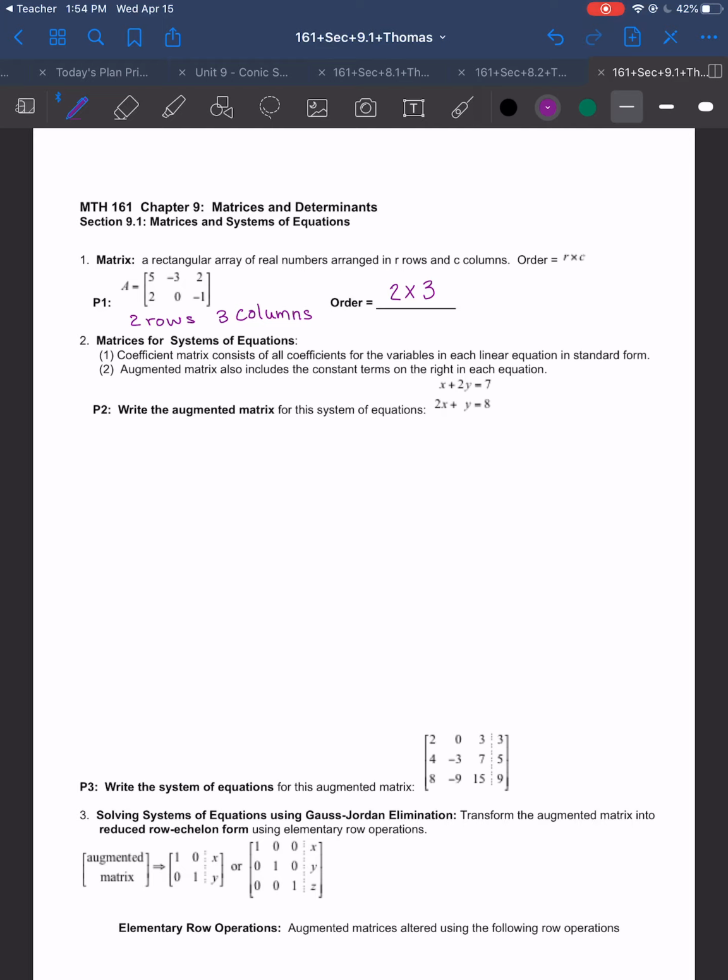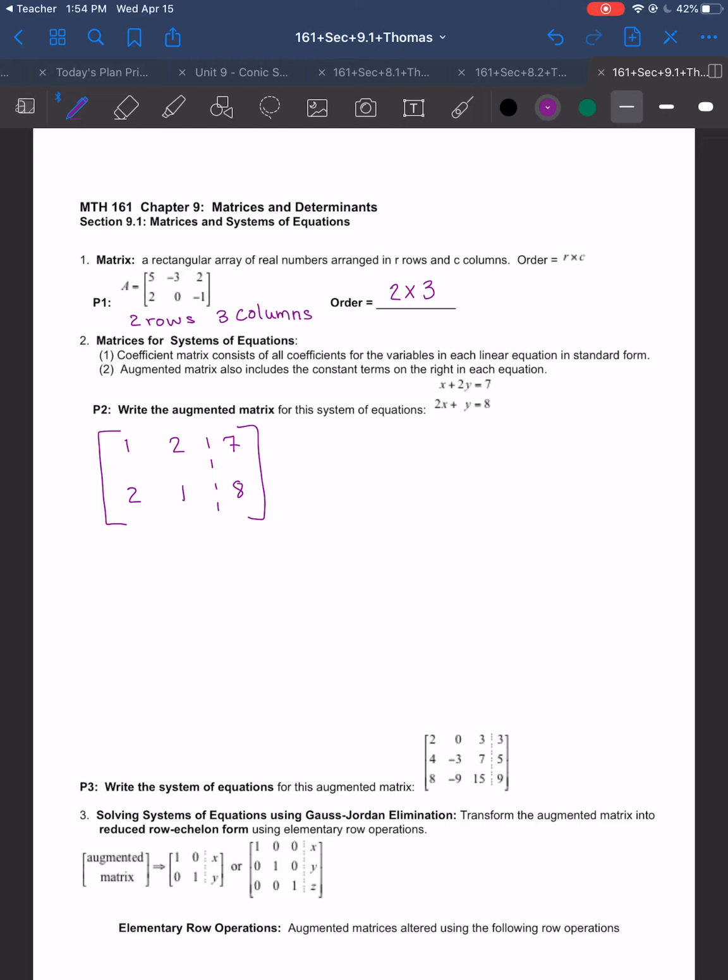Matrices for systems of equations: you're going to take the coefficients and line the variables up. An augmented matrix also includes what's after the equal sign. So if we wanted to write this one as an augmented matrix, the coefficient on the first one is 1, and then 2, and then 7. I always draw a little dash line there so I know that it's different. And then 8, and then 1, and then 2. So that's the augmented matrix for that system.